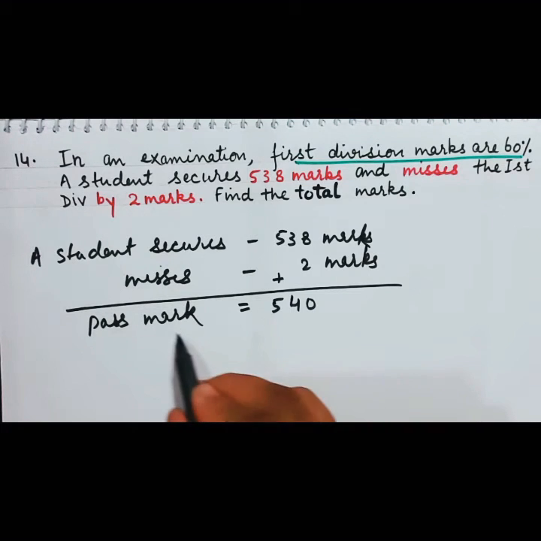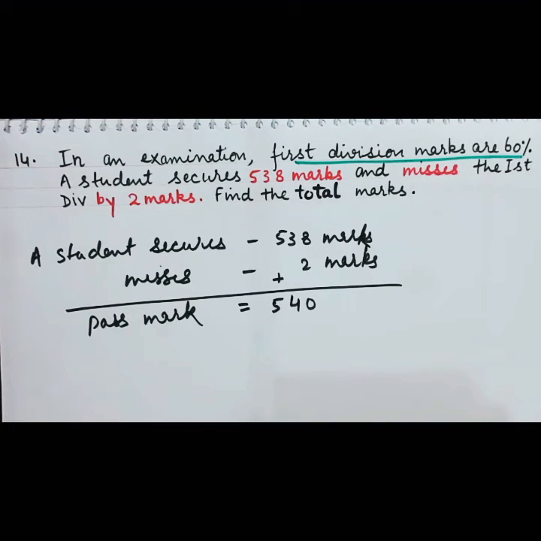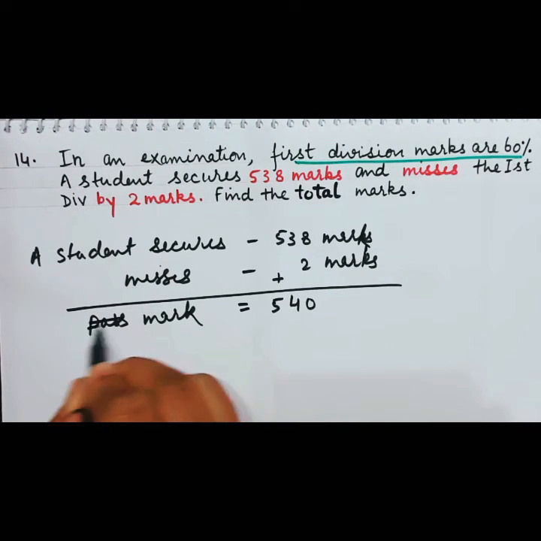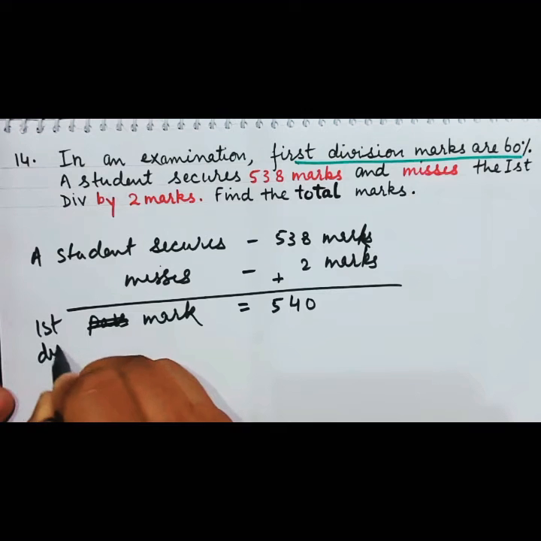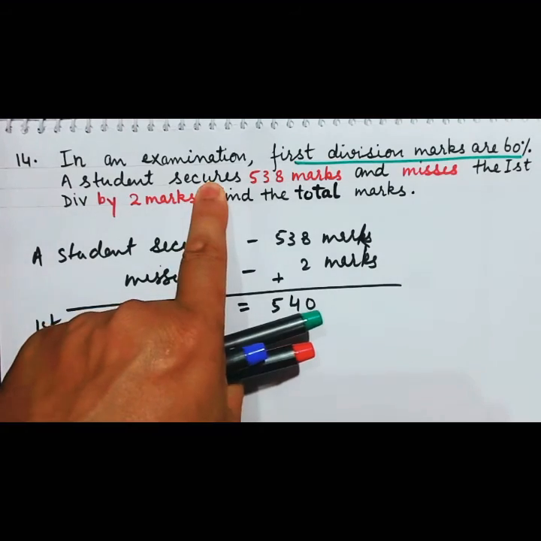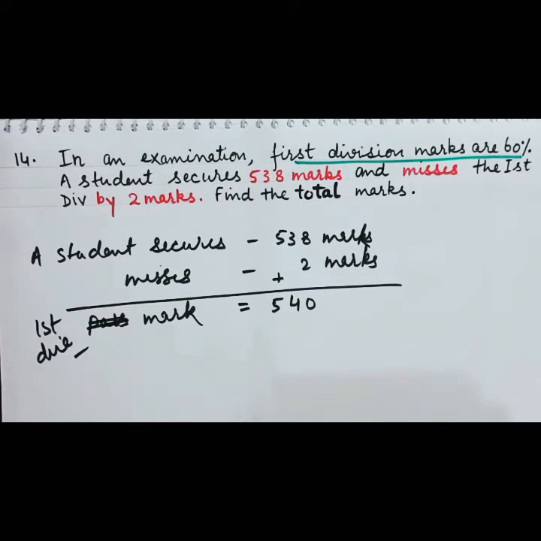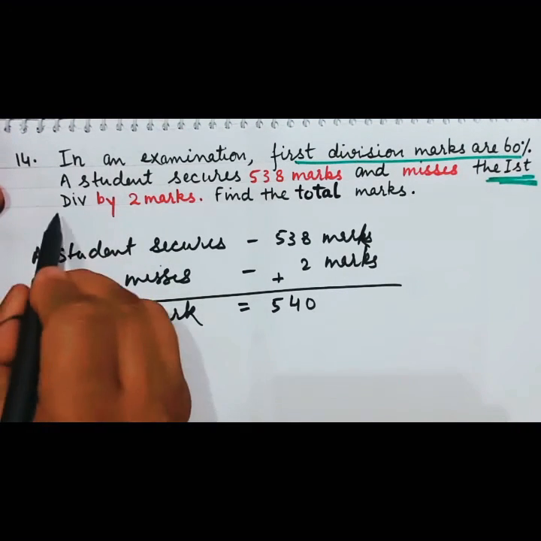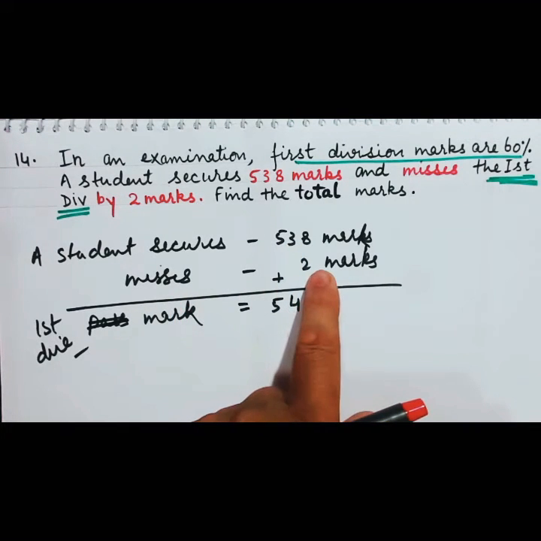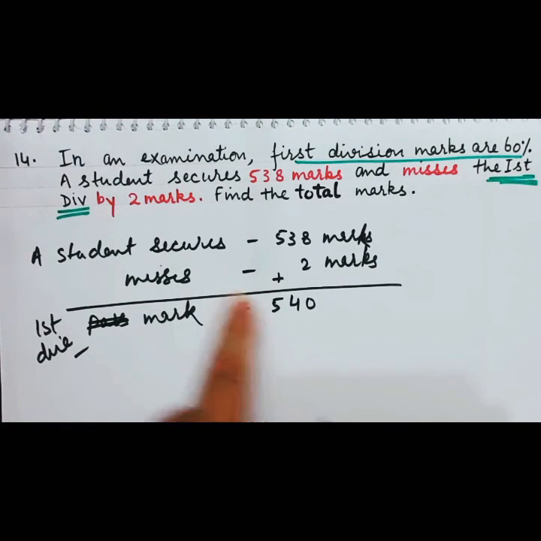Now, let us read the question once again. In an examination, okay, not pass mark, this was the first division mark. Sorry, this was the first division mark. Once again, a student secures 538 marks and misses the first division mark. This means on securing 538, since he misses 2 marks, if he would have got 540 marks, he would have got the first division mark.